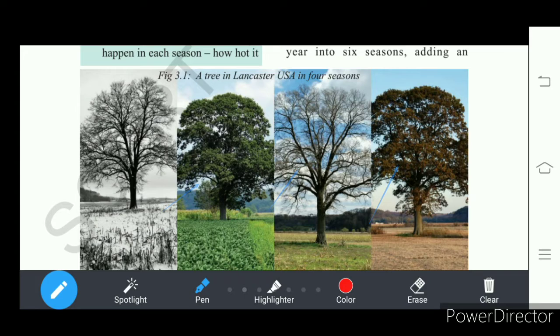And we get different kinds of vegetables and fruits throughout the year, that is different. In some months we feel it is very hot, and in some other months we feel it is cold or wet. It means that there are some changes taking place around the world throughout the year.